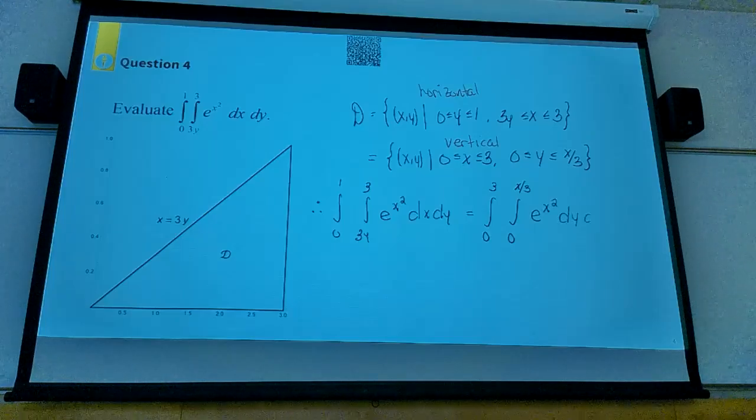Fubini's theorem then says that these two iterated integrals are the same. I had a question. You answered it? Good. Well, if we integrate now with respect to y first, it's just going to be x over 3, as the integral.